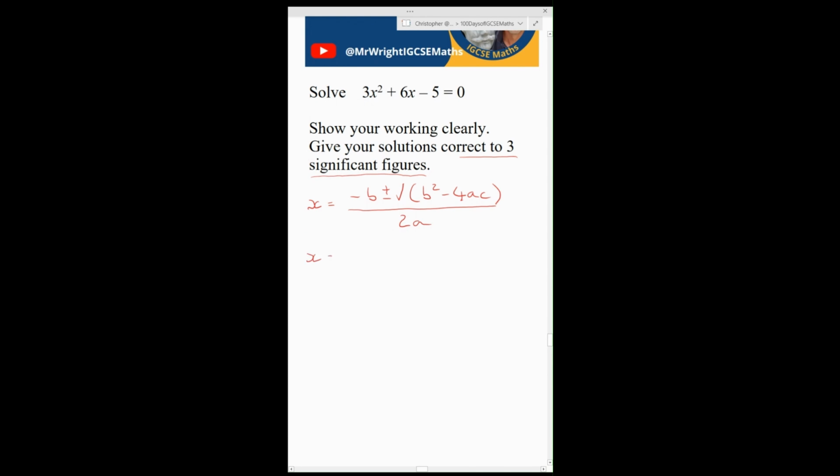So x will be minus b, which is minus 6, plus or minus the square root of b squared, 6 squared, minus 4 times 3 times minus 5. Make sure you put that correctly into your calculator when the time comes, all over 6. That gives me minus 6 plus or minus the square root of 96, over 6. So I'm going to work out each of those answers and write each one to 3 significant figures.